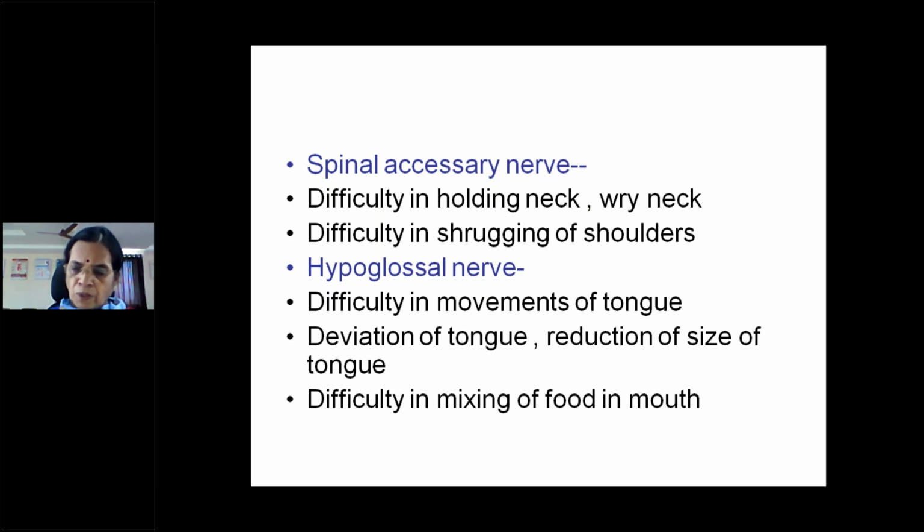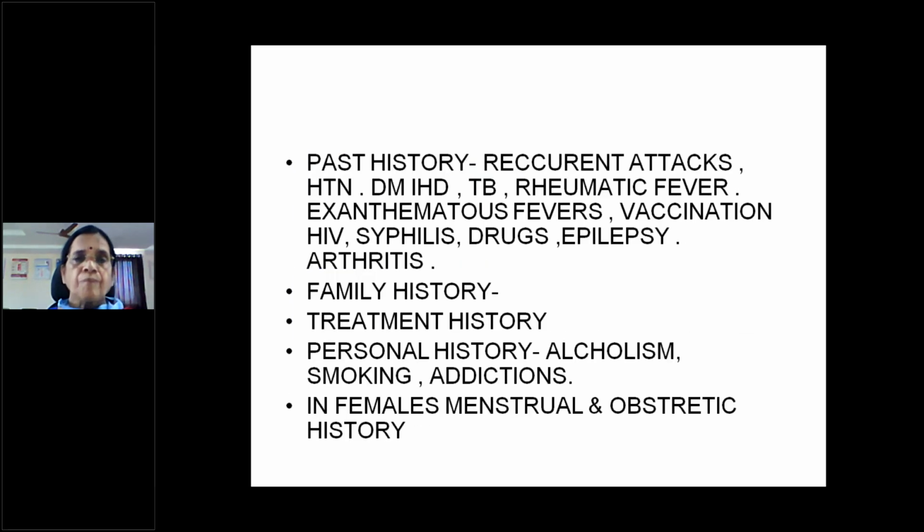You have to think of a neurological disease or a tumor. Now these are all the things in the present history. Regarding the past history, we should ask whether there are any recurrent attacks. The patient gets an attack and might have recovered or partially recovered, and again he had a second attack on the same side or on the opposite side. You have to think of vascular etiology.